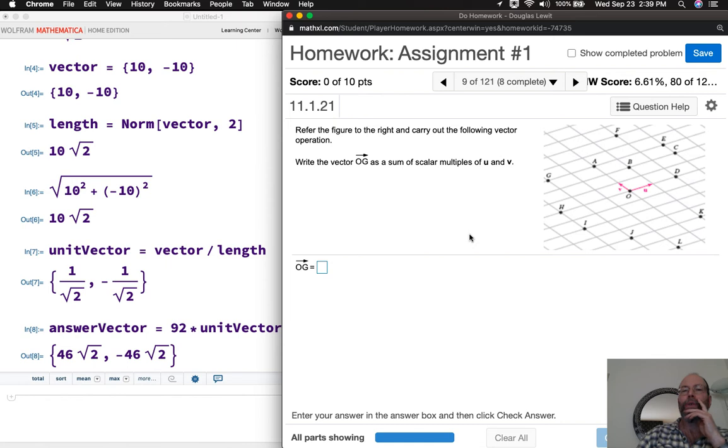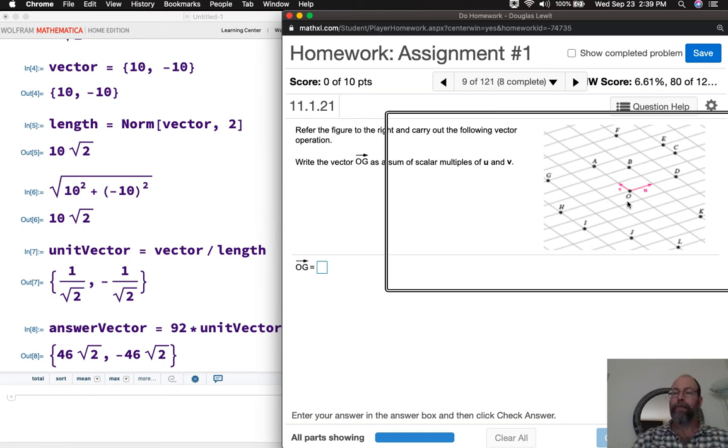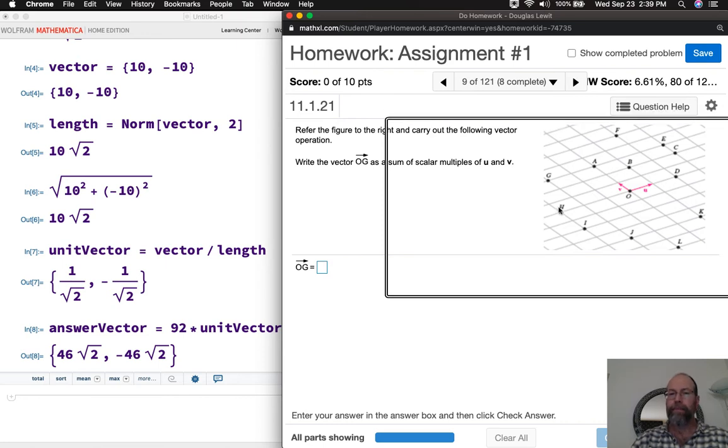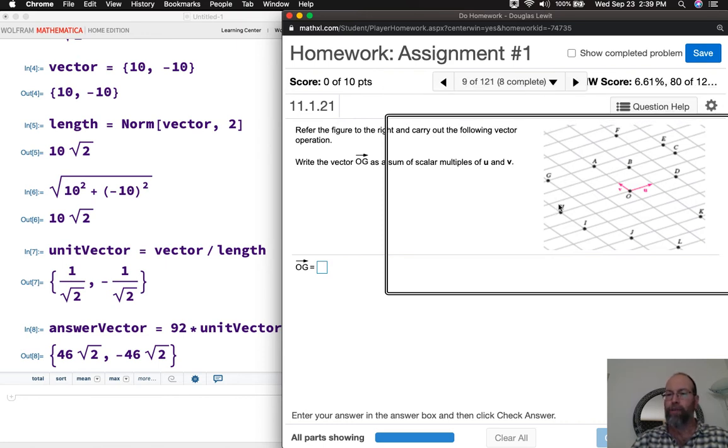Okay, so now we have a similar question. Refer to the figure to the right and carry out the following vector operation. Write the vector OG as a sum of scalar multiples of u and v. Okay, let's turn on the magnifier again. So where is OG?